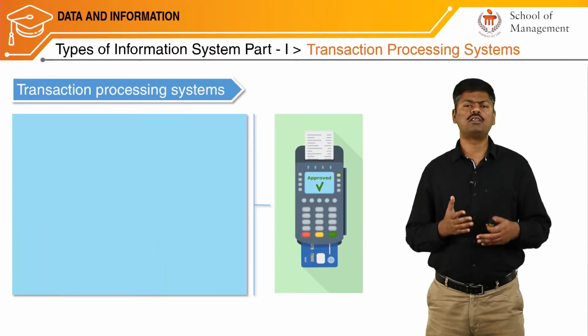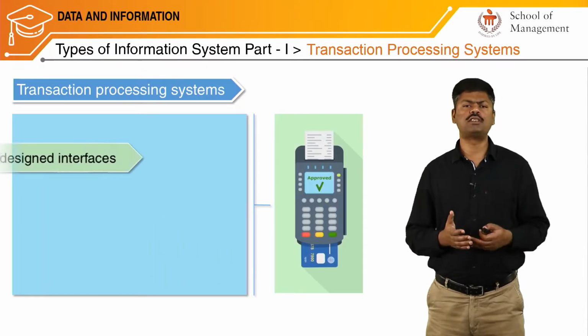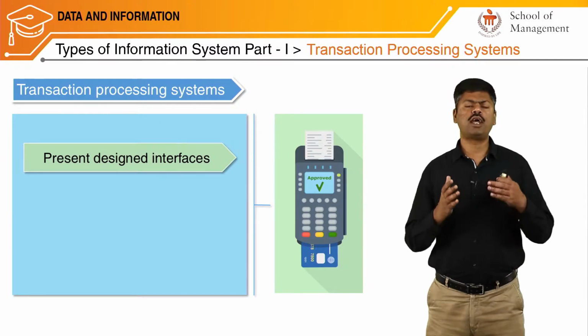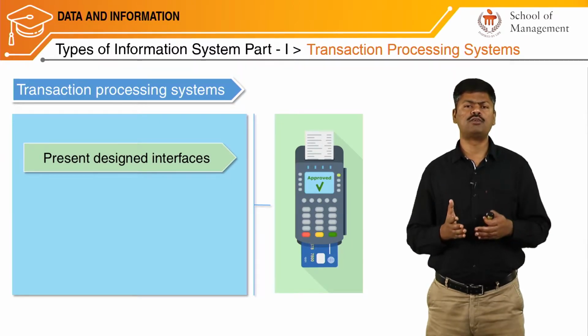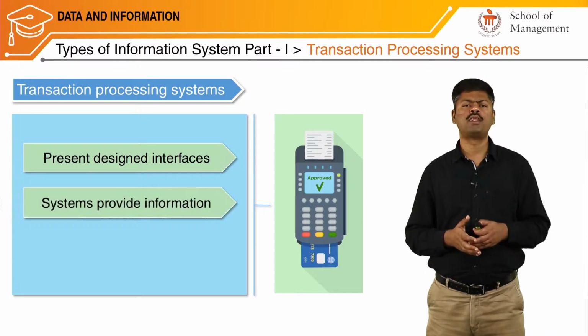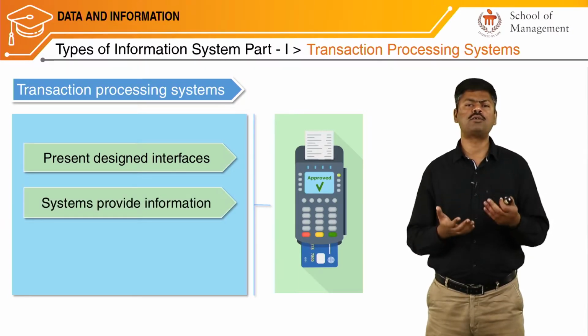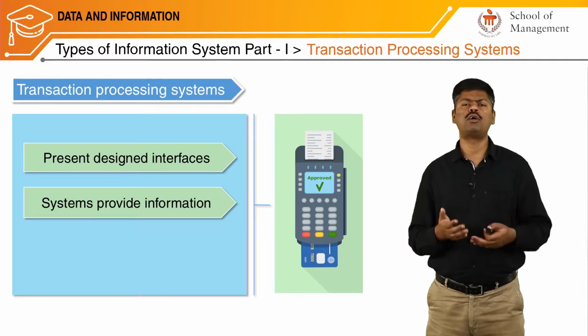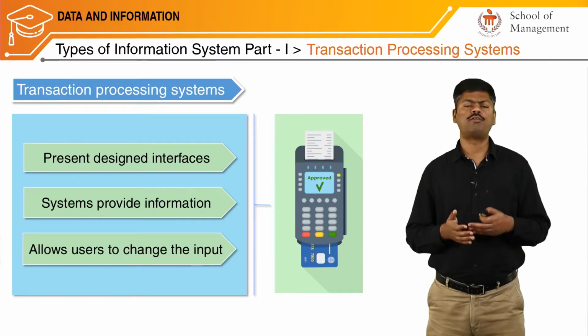A transaction processing system essentially has a designed interface through which the consumer can interact with the system, and the system also provides information about how to operate. And finally, it allows the user to change the input.